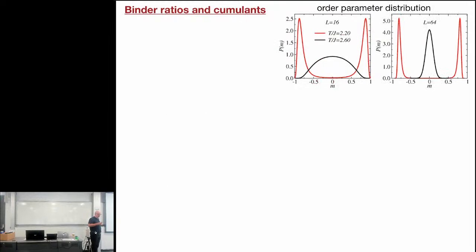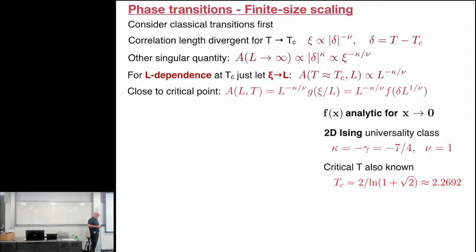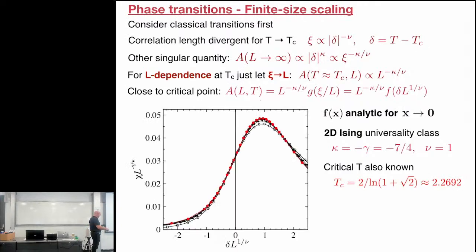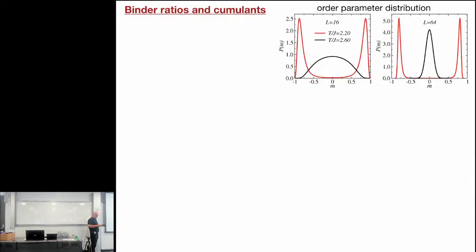Let me mention a quantity which is quite useful. As I mentioned here, if you don't know the exponents and the critical point and so on, then you would take these exponents as parameters and adjust them until you do get scaling collapse. That's one way to do this data collapse and extract the exponents, but actually it's not the best way. So let me tell you about some better ways to get TC as well as exponents.